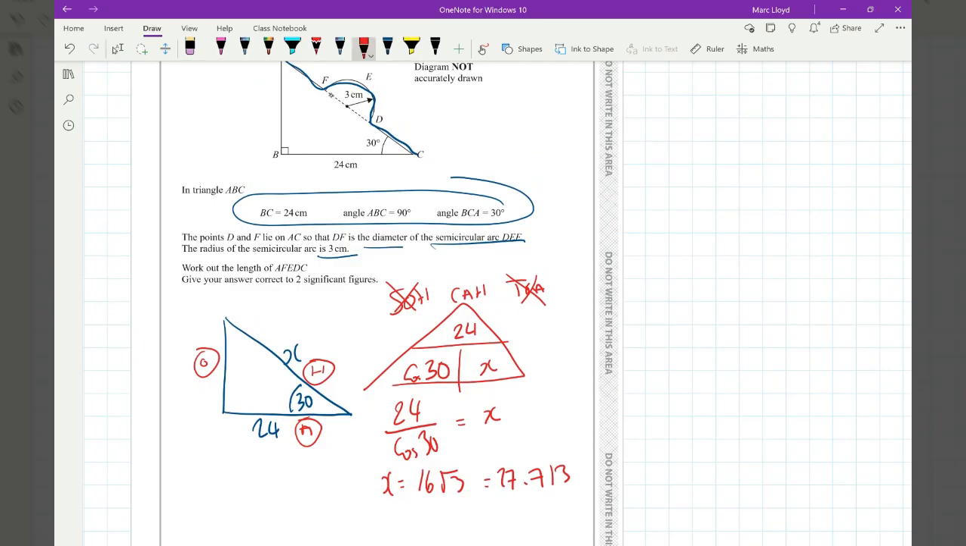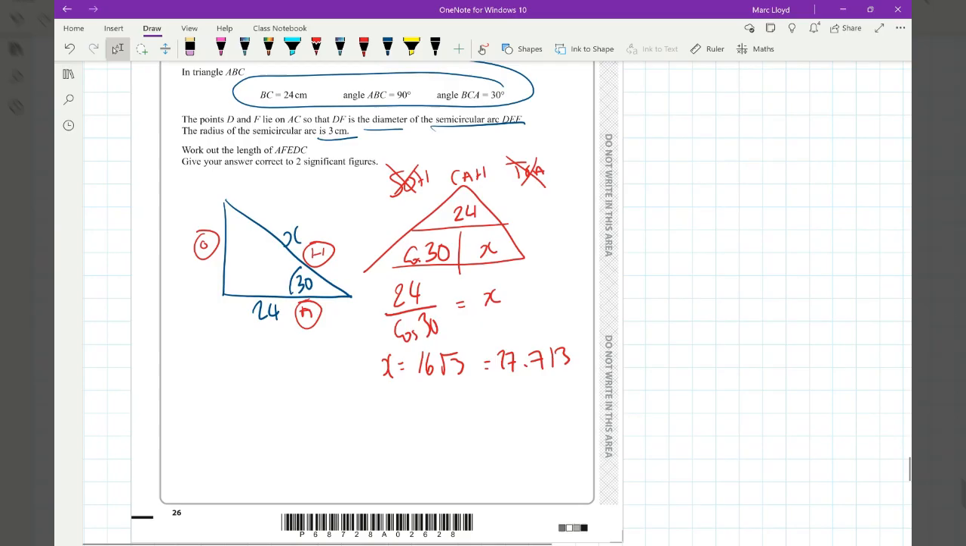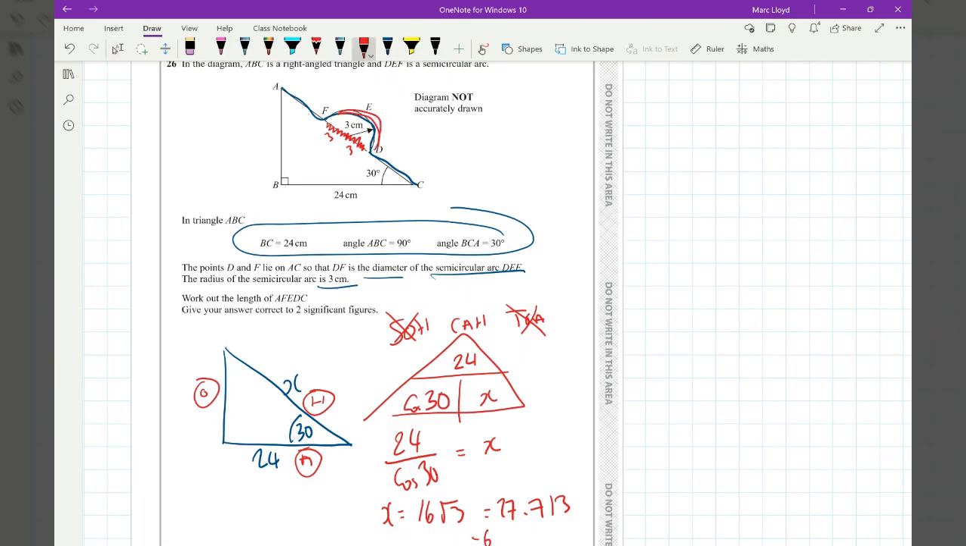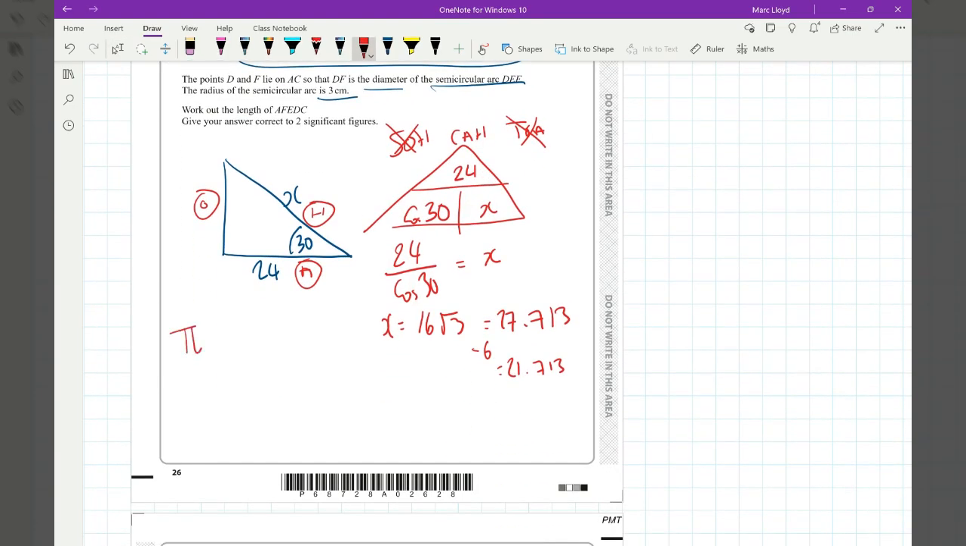Now, I'm going to take a bit of it away because this bit isn't part of it. And that's going to be 6 because we've got 2 radiuses, which is a diameter. So take away 6 gives us 21.713. We've then got to add on this wobbly bit here. So pi d gives us the circumference of a circle, and we want this divided by 2. The diameter was 6. 6 pi divided by 2, which is 3 pi.